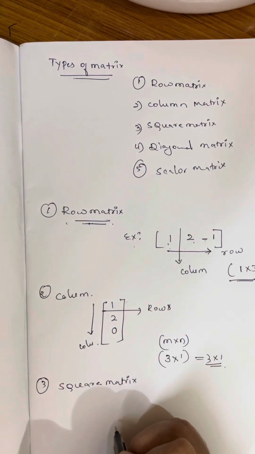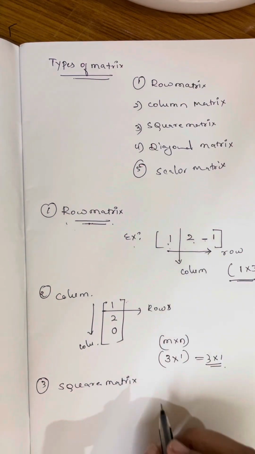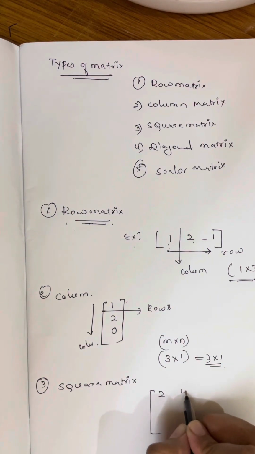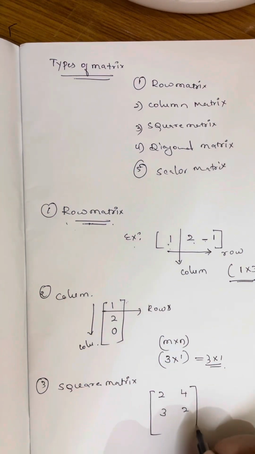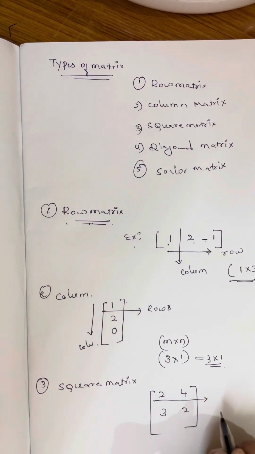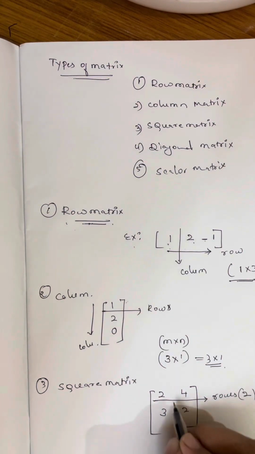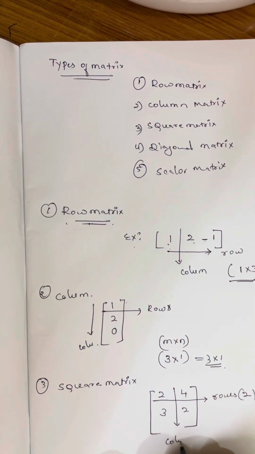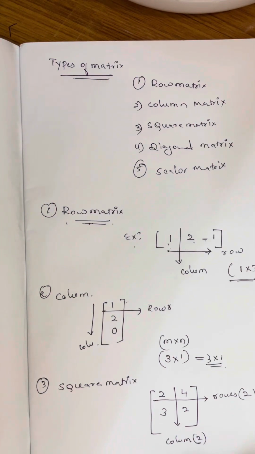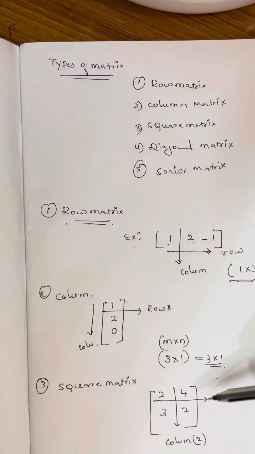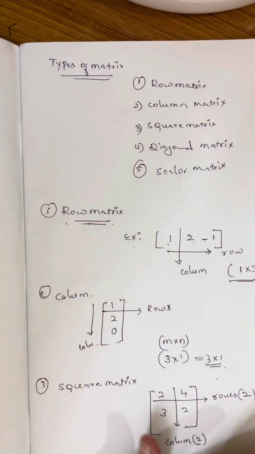Then similar to that, what do you mean by a square matrix? If it has the same number of rows and columns. For example, 2, 4, 3, 2. How many rows do you have? 2. And how many columns? 2. So it is 2 cross 2. A square matrix means it has the same number of rows and columns.